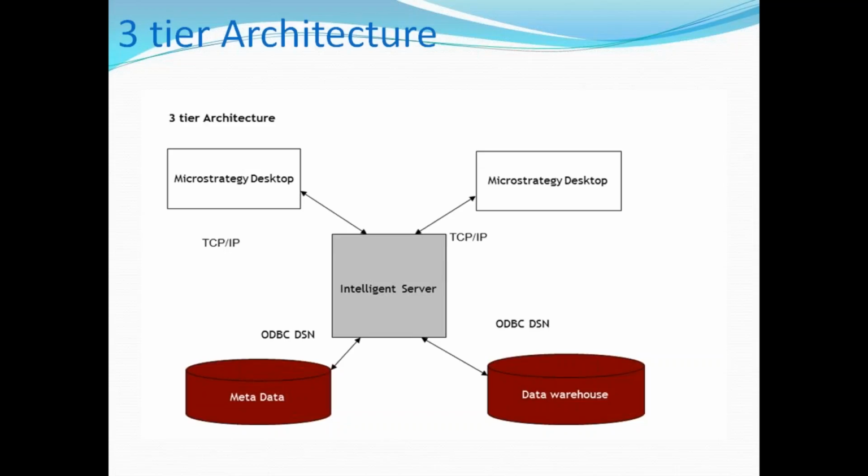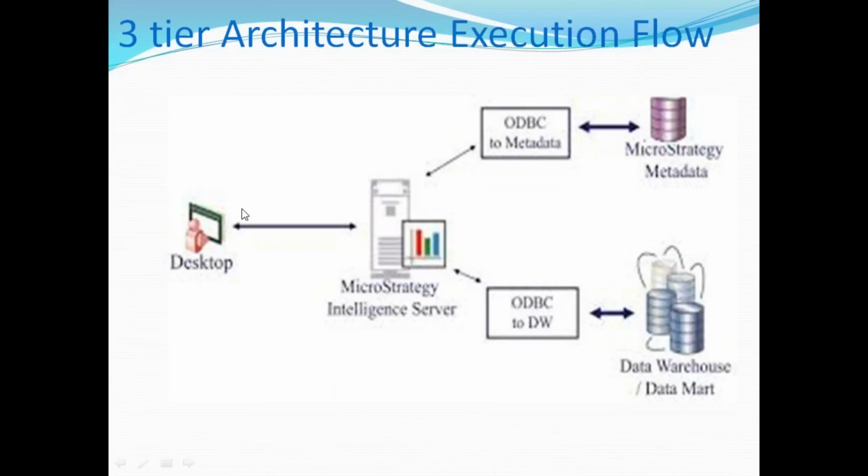And in case of 3-tier, again the same thing. You run from a desktop, the control first goes to intelligent server. If in case iServer crashes, what about caches? So there won't be any specific thing about the crash.